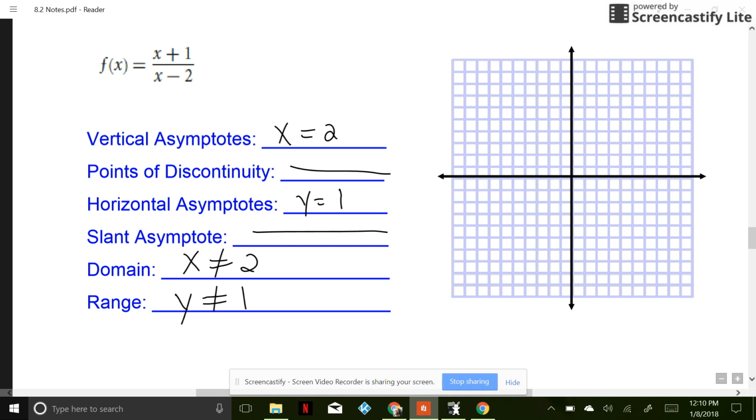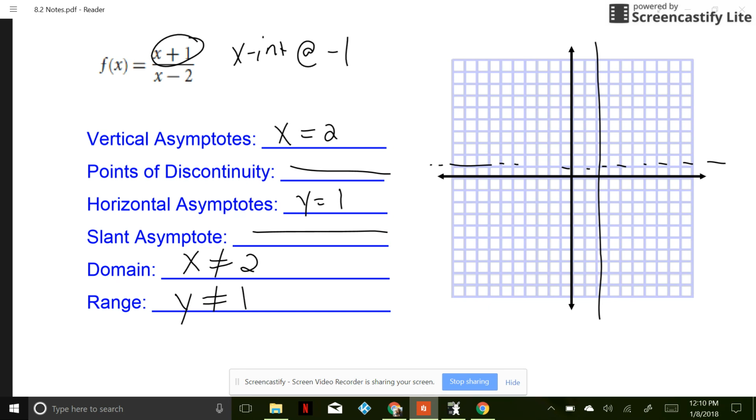One other important piece of information we can get from this is coming from the numerator. Anything that doesn't cancel is telling us where we're going to have an x-intercept. So in this case, nothing canceled, so we'll have an x-intercept at -1. So we'll draw our vertical asymptote at 2. We'll draw our horizontal asymptote at 1. I meant to make that first one dashed, so imagine that one's dashed. And then we know we're going to cross our x-axis at -1, so we can put that point there.